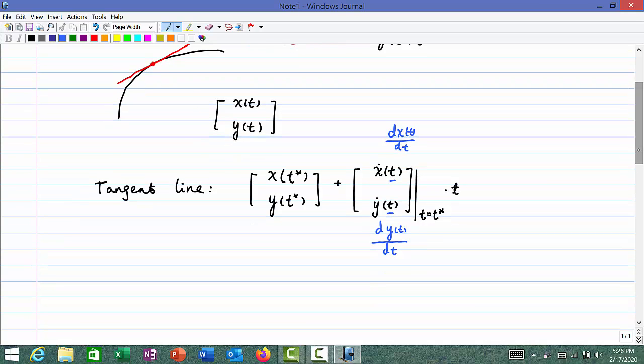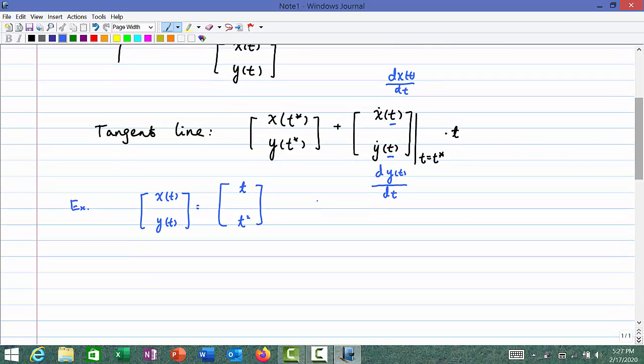Okay. For example, I mentioned in class, my x(t) and y(t) is a curve given by t and t squared. And if you compute the tangent line at t equal to 1, which means that t* is 1, so my tangent line is given by a point, right? I want to find the point, which means the point will be x(1) is 1, y(1) is 1, plus the derivative.